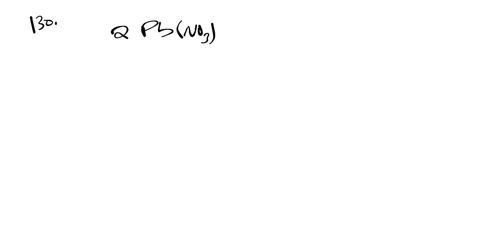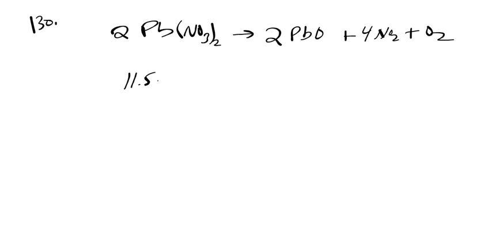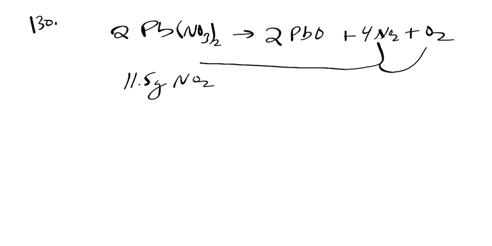Pb(NO3)2 breaks down into lead(II) oxide plus NO2 plus O2. It's already balanced. That's nice. We're going to start with 11.5 grams of NO2. That's what's produced. And they want to know how much oxygen was needed. So we're going from here. Nope. That's not what I'm looking for. We want to know how many grams of O2 are produced. So we're going from here and there.